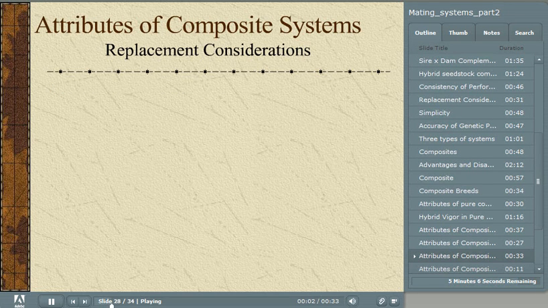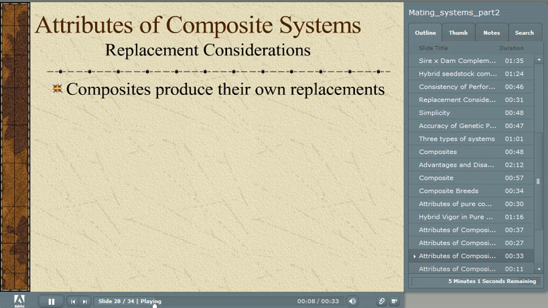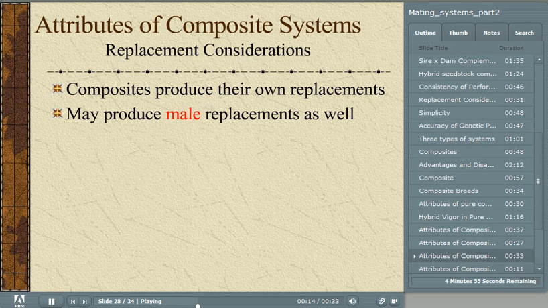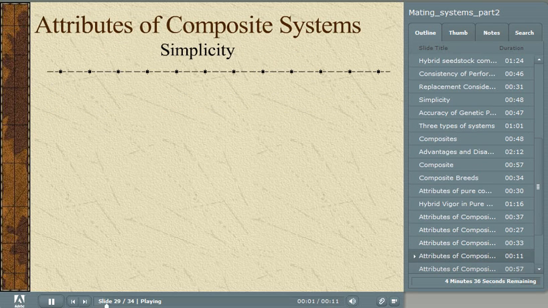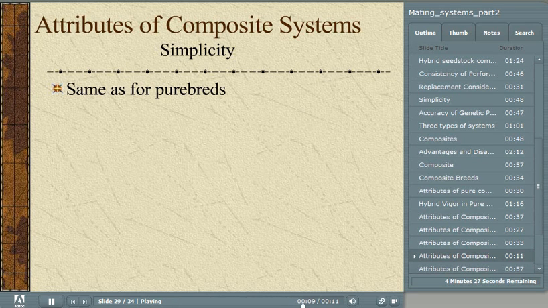Now, some of the attributes of composite systems relative to replacement considerations also make this a very popular system. One, they produce all of their own replacements, so they can produce male replacements as well as female replacements. Within a composite system, within your own herd, if you can avoid inbreeding, you can select your female replacements from within the herd and use those as well as your male replacements. So this makes it very similar to a purebred breeding operation, and with it similar to a purebred operation, the simplicity is the same as for purebreds. So that's another strength of a composite system.